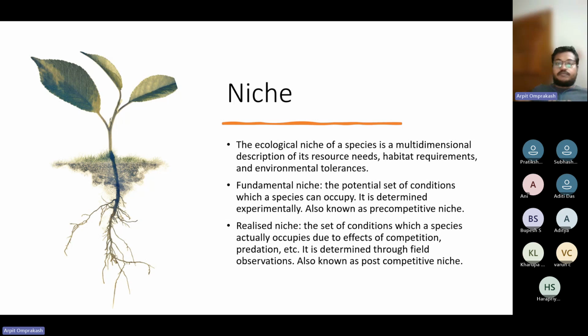Then we also talked about niche. So the niche, as we had earlier defined it, was the role that a species plays in the ecosystem or a habitat. Now we are just slightly changing it, so basically elaborating on it. So the ecological niche of a species is a multi-dimensional description of its resource needs, habitat requirements, and environmental tolerances.